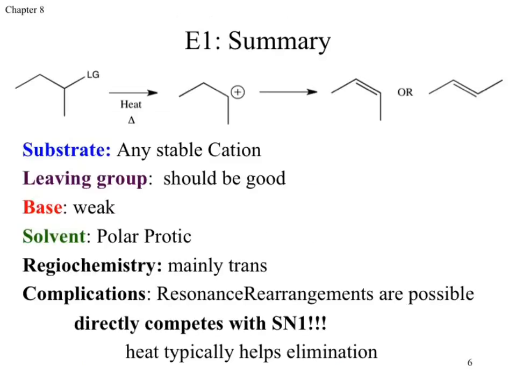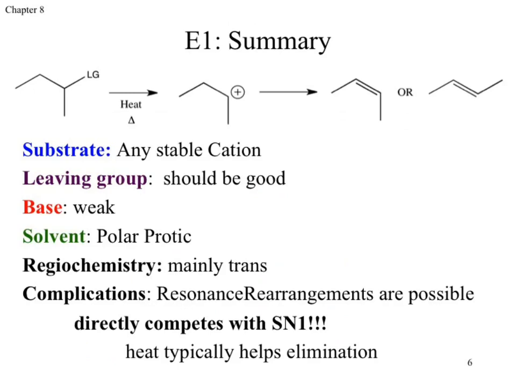Within our E1 summary, we've got everything set up on this. You'll notice that our rules for the E1 are very similar to our SN1. So we're looking for a stable carbocation to form. The leaving group still needs to be good. We're looking at a weak base because we don't care about the strength of the base, because it's not involved in our rate limiting step. The solvent is typically polar protic. Not that big of a deal when we're looking at our eliminations with our solvents, because you will almost always see a polar protic solvent used for your eliminations, regardless of the type of mechanism. Your regiochemistry, you will typically see mainly the trans product coming out of this, and that's just because that is the most stable orientation of those groups.